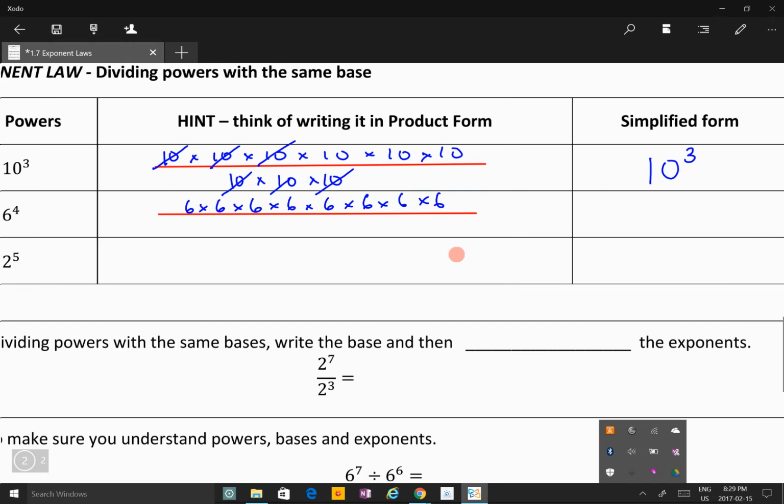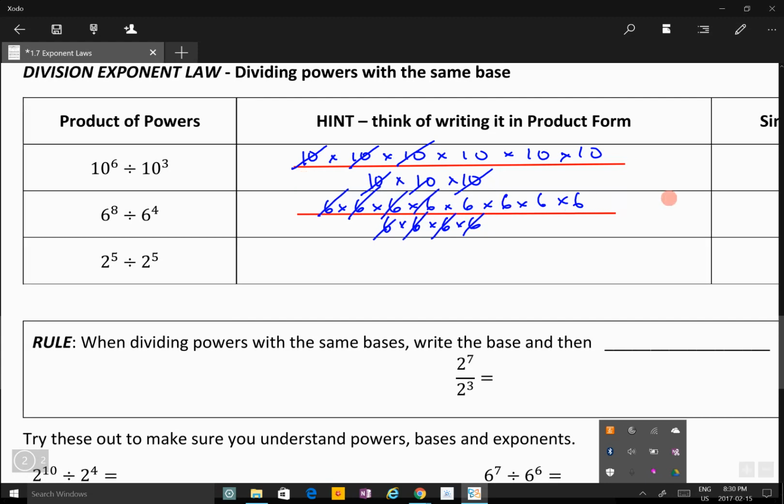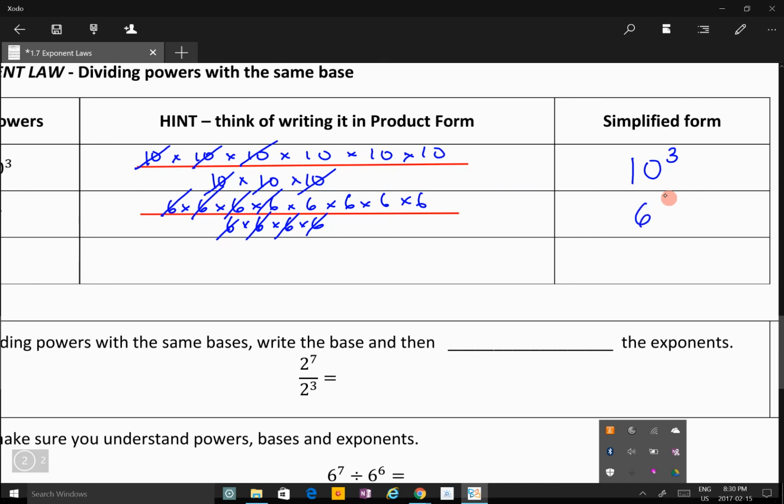That worked. Now, I have 6 to the power of 8 divided by 6 to the power of 4. So on the bottom, I'm going to have 4 of those 6's: 6 times 6 times 6 times 6. Then you can just start canceling out, one from the top and one from the bottom, four times. And I'm left with 1, 2, 3, 4. So I'm going to write my simplified form, 6 to the power of 4.